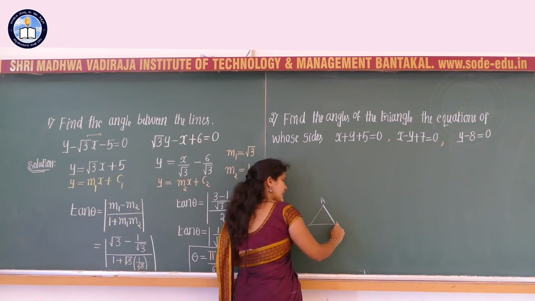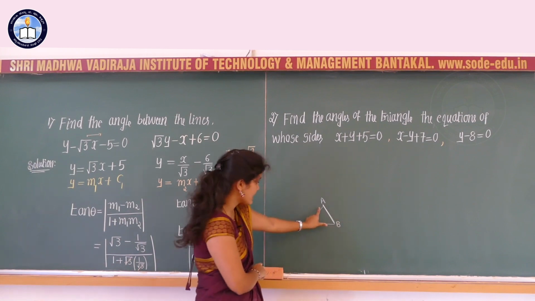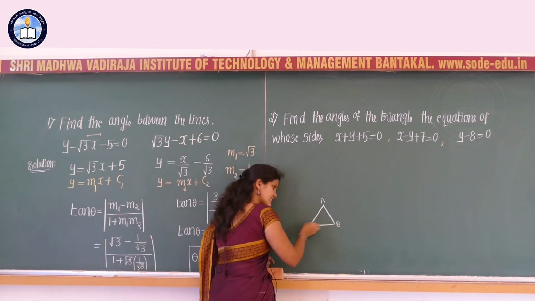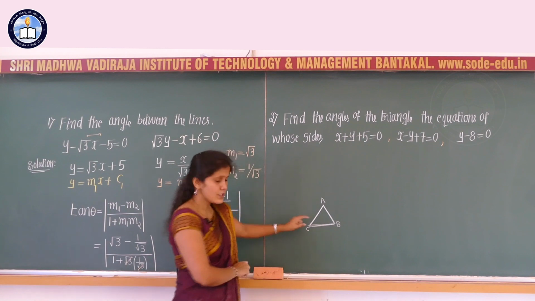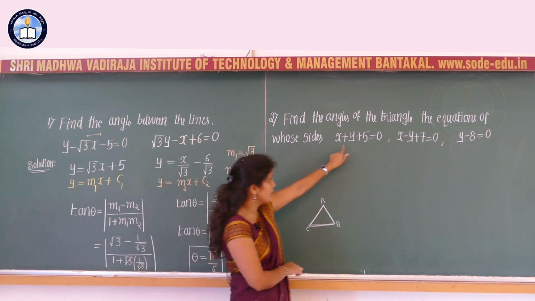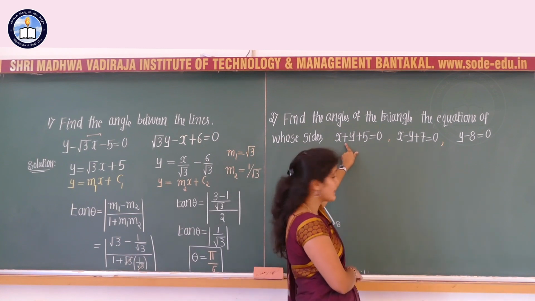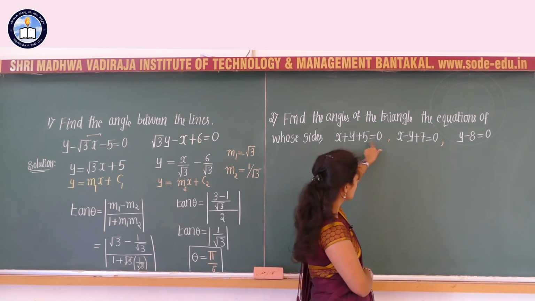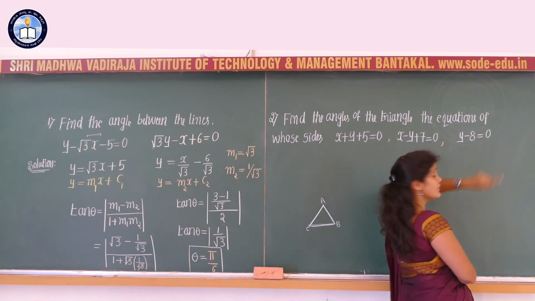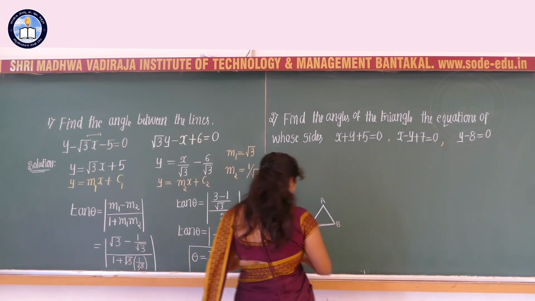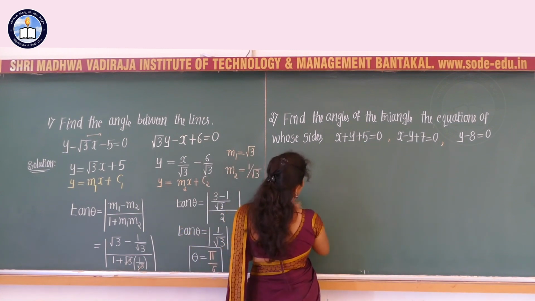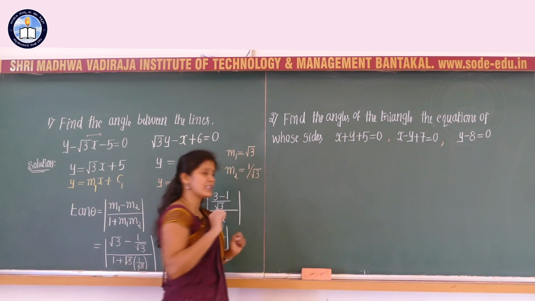This is nothing but AB represents one of the sides, AC is one of the sides, and BC is one of the sides of a triangle. There are 3 sides of a triangle, and the 3 sides are given. First side is x plus y plus 5 equal to 0. Second side is x minus y plus 7 equal to 0. Third one is y minus 8 equal to 0. For these 3 sides, if the sides are given, how to find out the angles of the triangle?